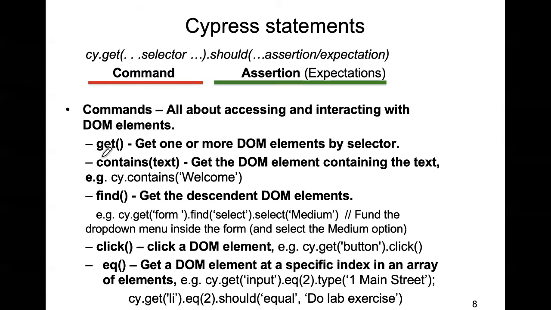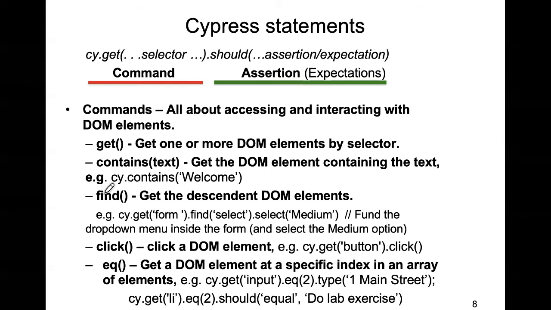Contains is if the DOM element you're looking for contains a piece of text that you know about that's displayed on the screen, then the contains is another way of accessing a particular DOM element. So for example here, I'm looking for the DOM element that contains the text welcome.